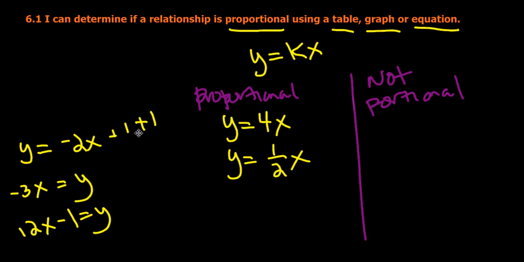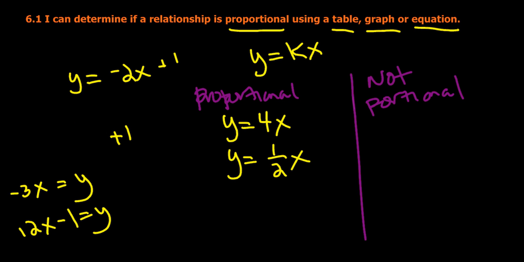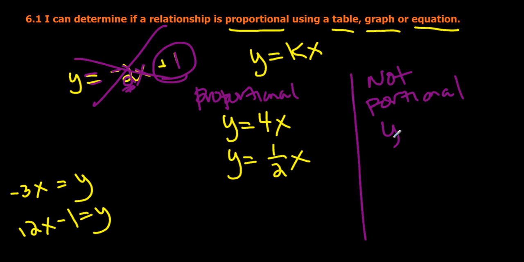Now I look at this one. Oh, look at that. It came apart a little bit. Let's group that together. So if we take a look at this one, y equals negative 2x plus 1. We have our y, we have our equals, we have our negative 2x, so it looks like my k is negative 2, and then I have this plus 1. Is there any plus 1 over here? No. y equals negative 2x plus 1 is not proportional.